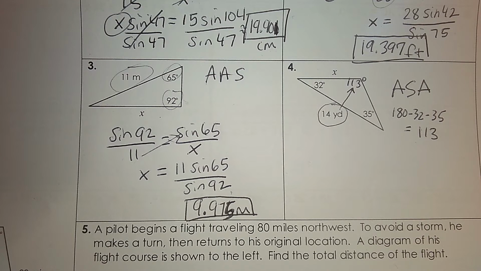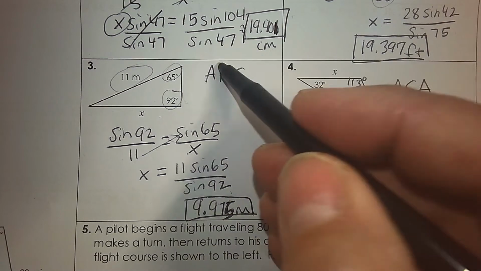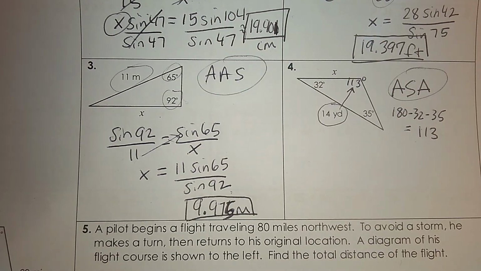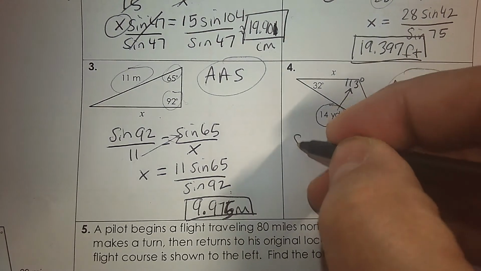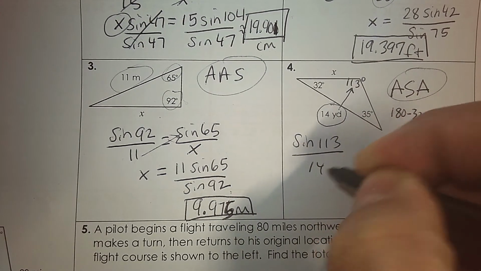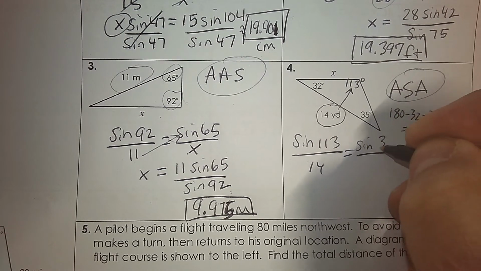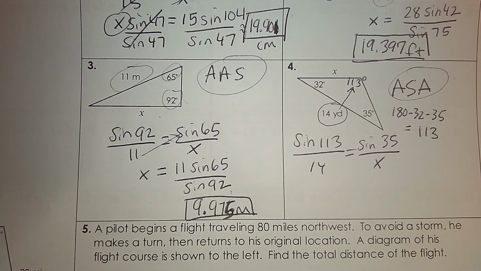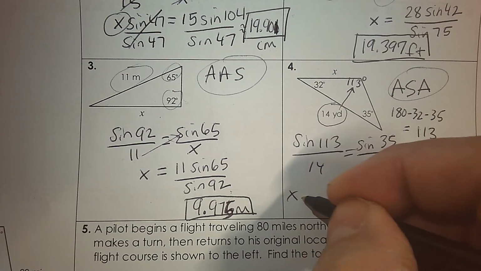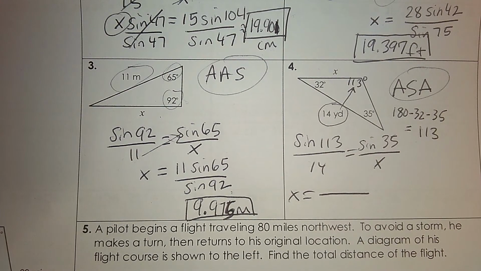And again, recognize these are not right triangles. They can be any type of triangle in terms of acute, obtuse, right, and so on. But it has to be angle, angle, side, or angle, side, angle to find the missing side length. So these are the two types of triangles they need to be to use the law of sines. So did you start with sine 113 over 14? Then sine 35 over x to get x by itself, and then use your calculator.